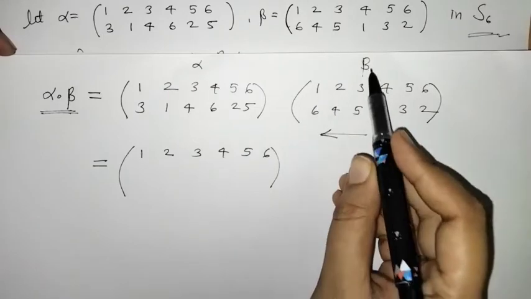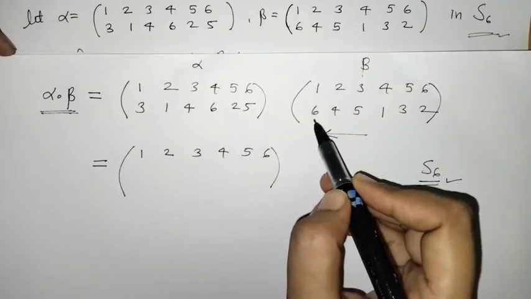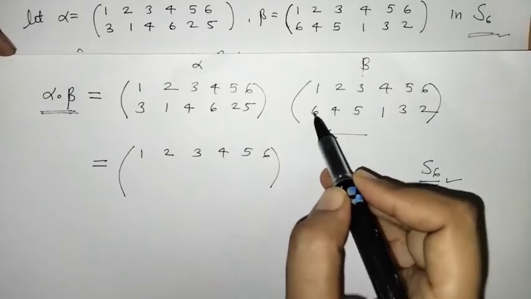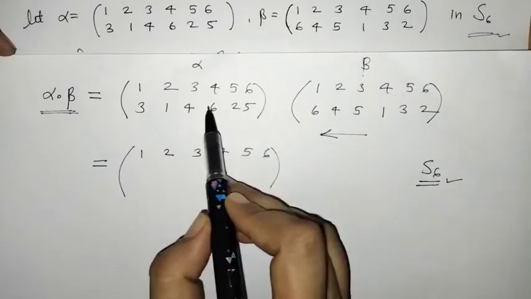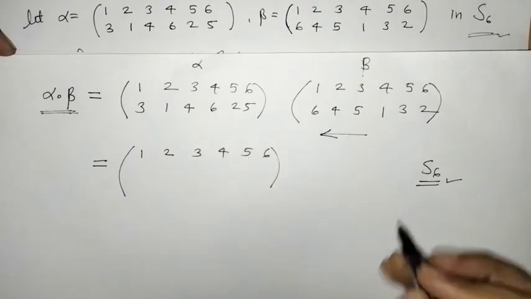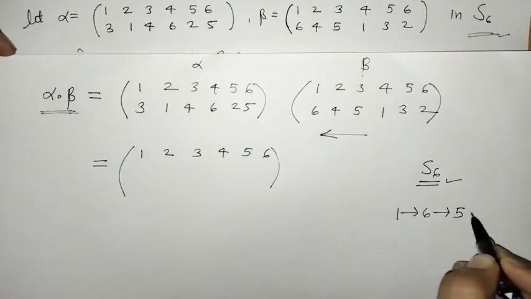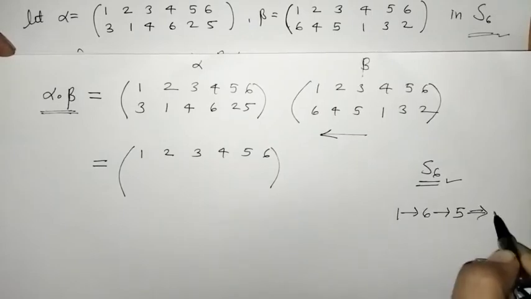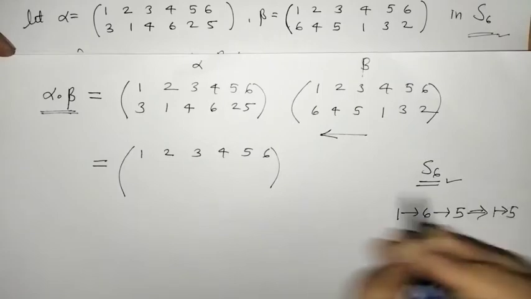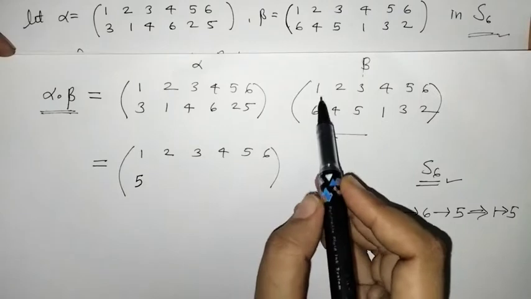And here we have to observe this beta element. Here 1 maps to 6, and we have to check in alpha that 6 maps to 5, right? So 1 maps to 6 and 6 maps to 5. So here we have to write down that 1 maps to 5, and we write down this 5 here.